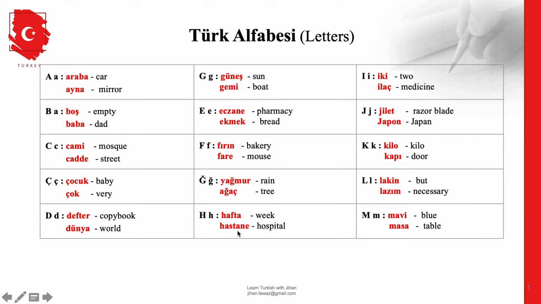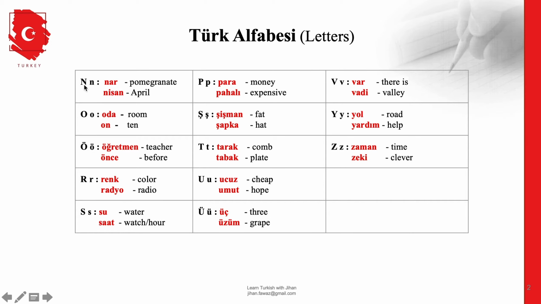H, hafta, hastane. E, this is how we write the capital E, the small e. İki, ilaç. J, jilet, Japon. K, kilo, kapı. L, lakin, lazım. M, mavi, masa. N, nar, nisan. O, oda, on. Ö, öğretmen, önce.